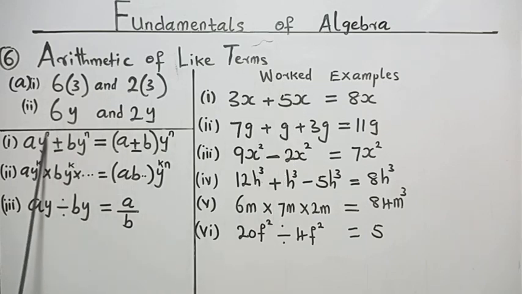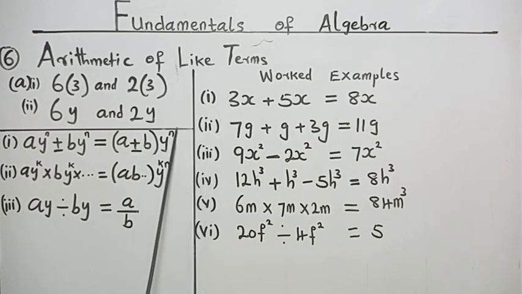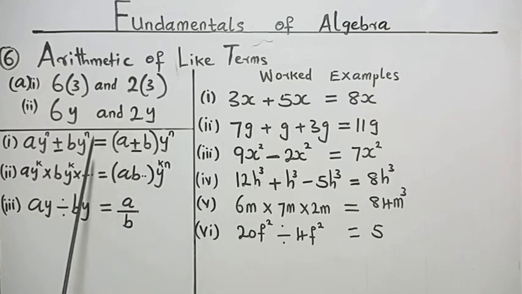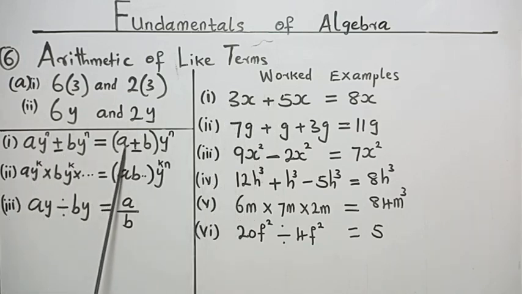So in this case, our n is 1 in each case. So that means that n, which is 1, still appears in the answer. So 3x plus 5x is equal to 8x. Which of these laws did I obey in carrying out this number operation? It is this first one I obeyed in doing that. I just added 3 to 5, the same way a and b are added here. And that is equal to 8. So 3 plus 5 is equal to 8.